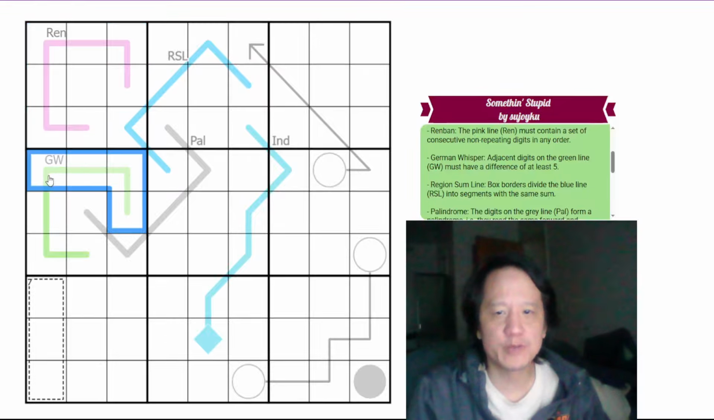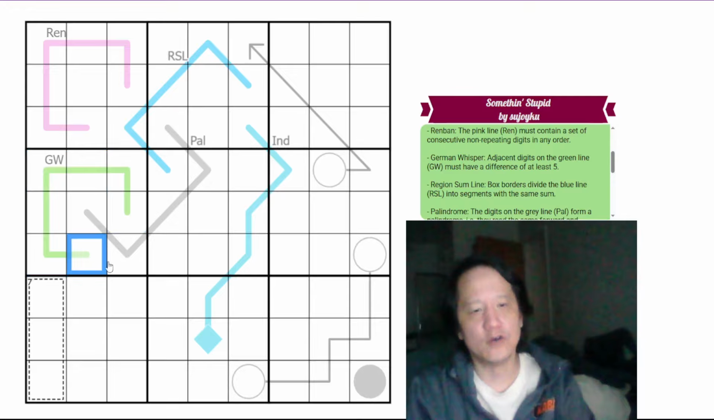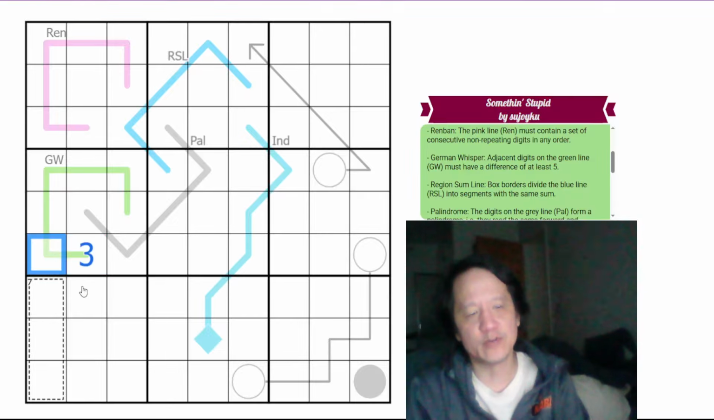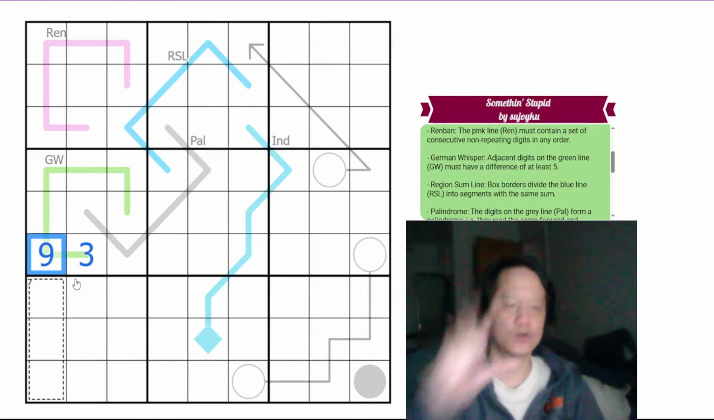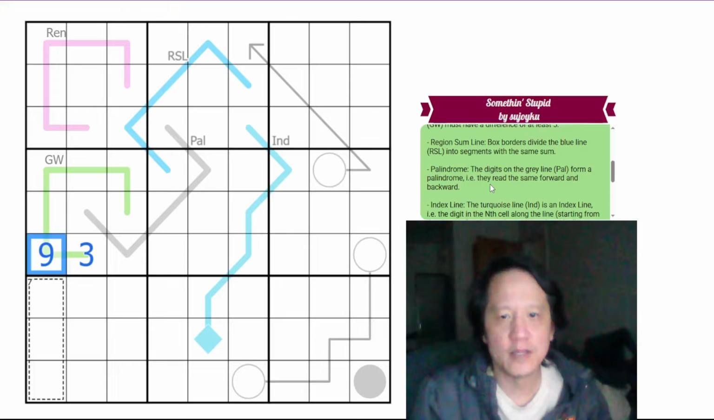We have German whisper lines, where adjacent digits on the green line must have a difference of at least 5. So, for example, if this were a 3, this would have to be an 8 or a 9, because those are the only digits which are 5 or more away from 3. And that's an example of how German whisper lines work.